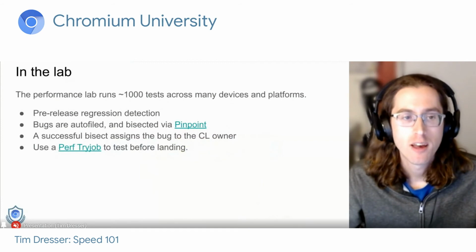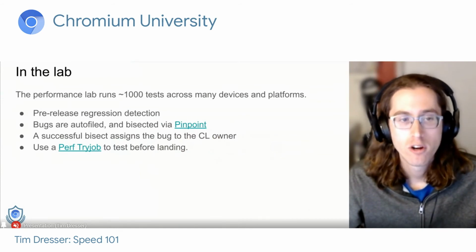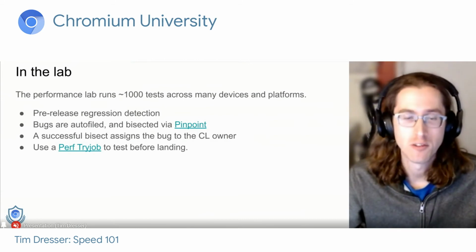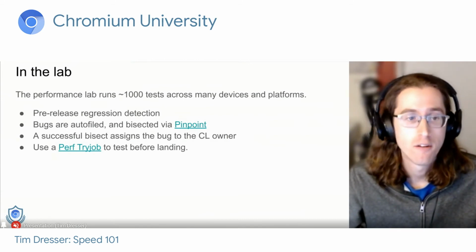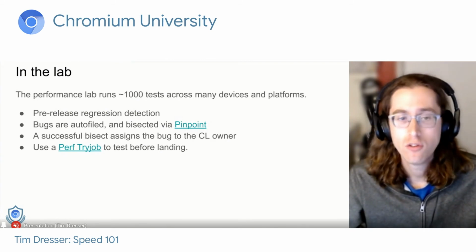The performance lab runs around 1,000 tests across many different devices and platforms. It's used to detect regressions before releases occur. When a regression is detected, a bug is auto-filed and bisected via Pinpoint. This being auto-filed is pretty new. This used to rely on a group of sheriffs, but now this is almost completely automated. When a bisection by Pinpoint is successful, it automatically assigns the bug to the CL owner.